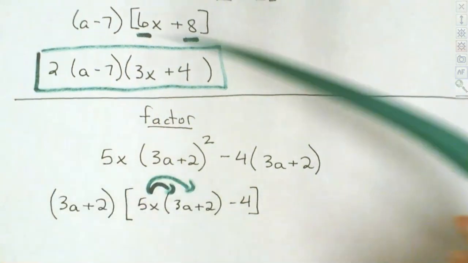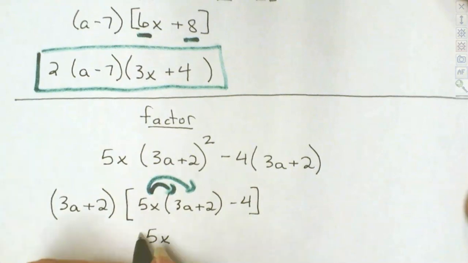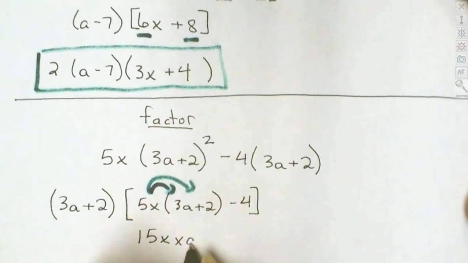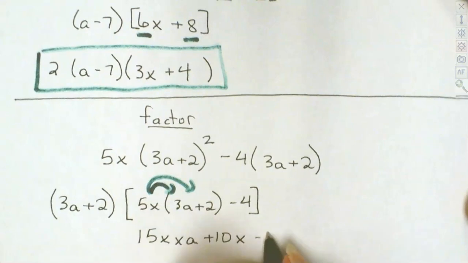And we're going to distribute that 5x through. And that leaves you then with a 15. 5 times 3 is 15. XA, or AX, doesn't matter, the order will be irrelevant here. 5 times 2 is a 10x, and then a minus 4.